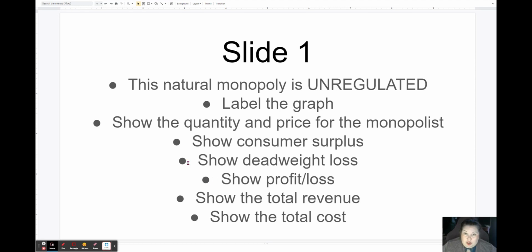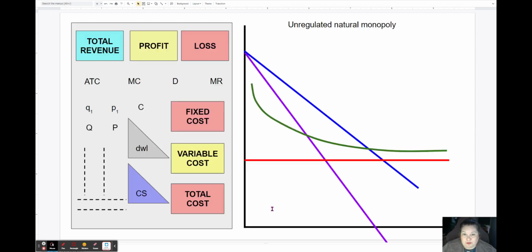So the first thing we're going to do is look at a natural monopoly that is unregulated, and we're going to properly label and find important areas on the graph. So we're going to label our graph first. Remember what I always say, a happy graph is a labeled graph, so mind your P's and Q's. We're going to show the quantity and price that the monopolist is charging when unregulated. We're going to show the area of consumer surplus, the deadweight loss, and the areas of profit and loss. And we're also going to find the areas of total revenue and total cost, but we're not going to calculate those just yet. We're going to learn how to find them first.